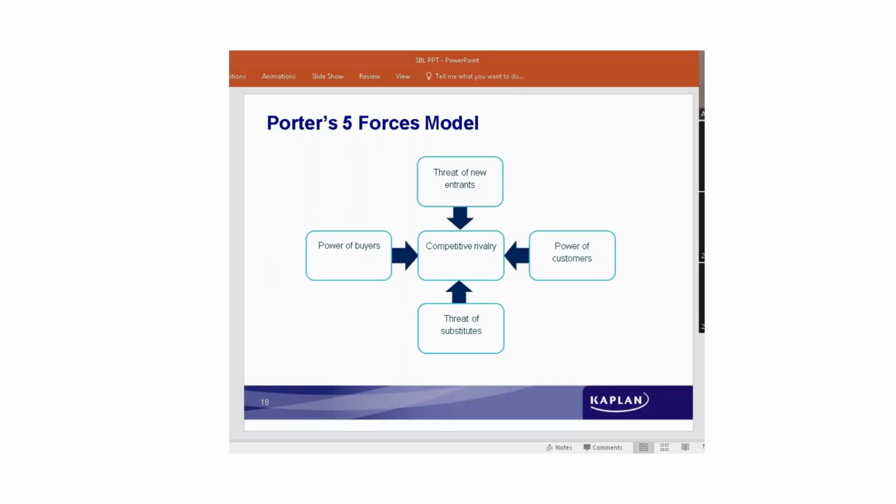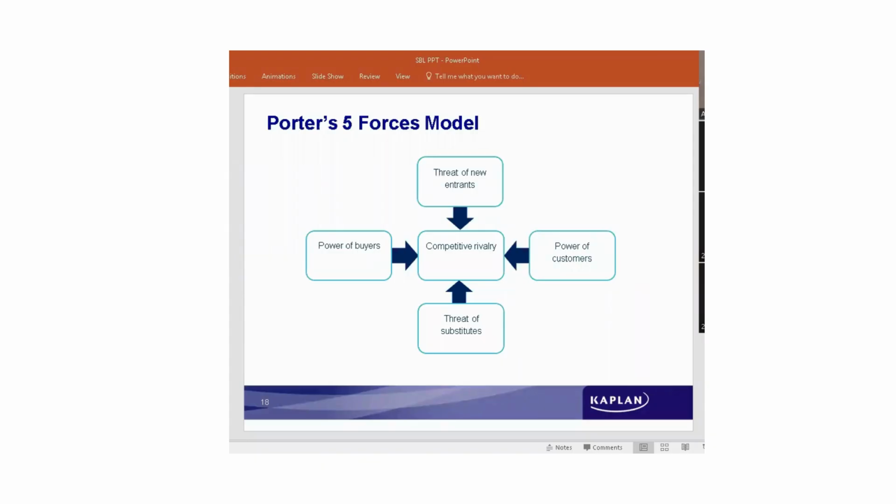There's a model given by Porter, Porter's five forces of competition model. The image is quite simple, brief, but there are many things under each of them which we have to look into. How do we understand this particular model? How do we study this model?